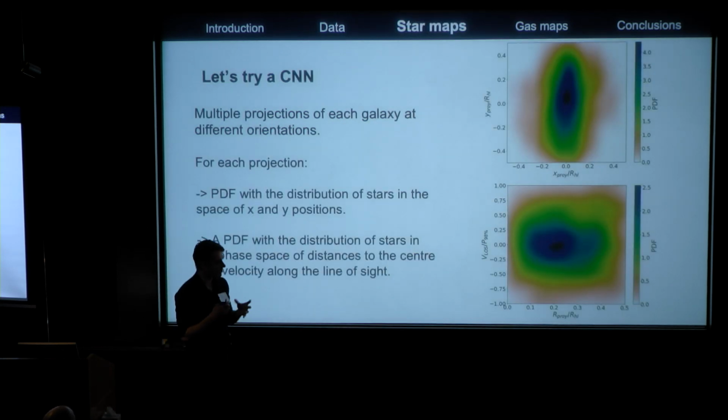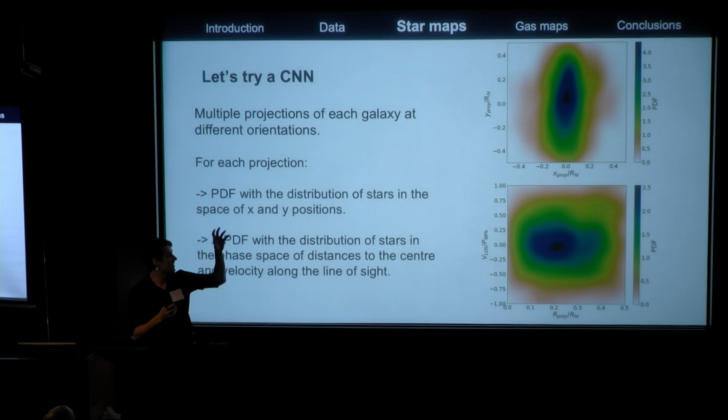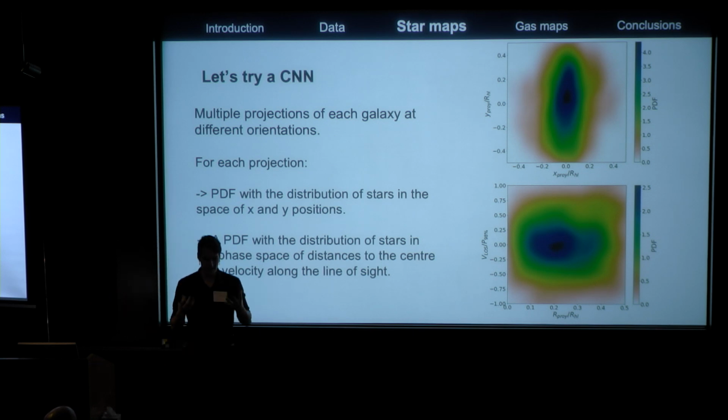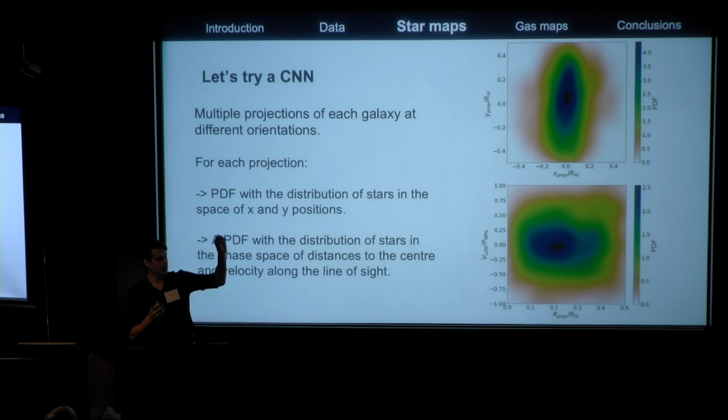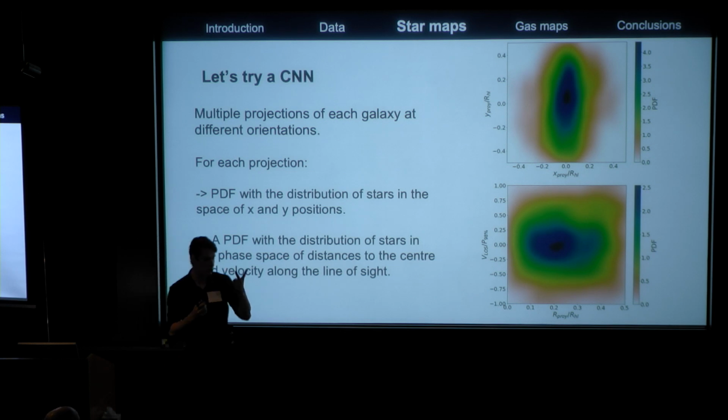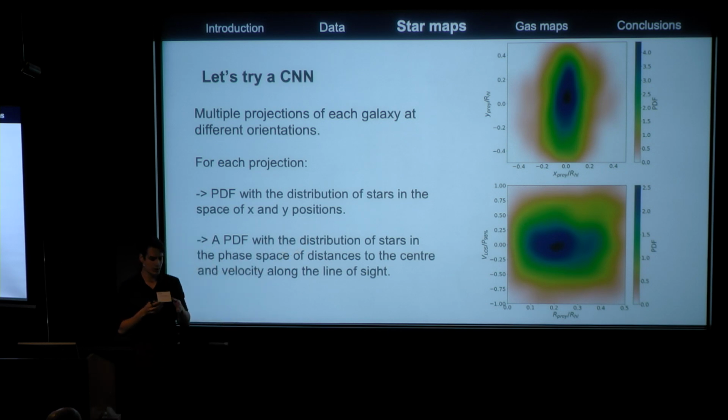What we have done is to construct a CNN. We take each galaxy, and we make a lot of projections in the sky plane to have a lot of orientations and expand our data set. For each projection, we wanted to create maps that have all the relevant information of the stars. So we have the observables: the 2D position of the stars, and the line-of-sight velocities. We have constructed two maps to define each projection: a 2D PDF with the positions of the stars, and a 2D PDF with the relationship between the distance to the center of the galaxy and the line-of-sight velocity.